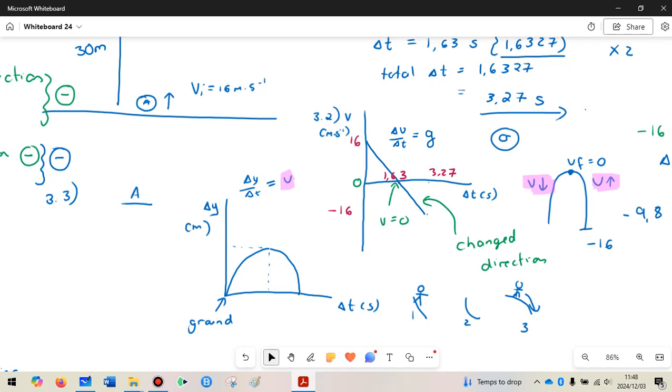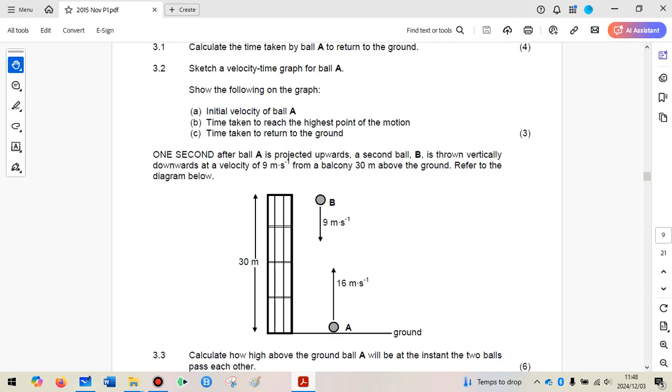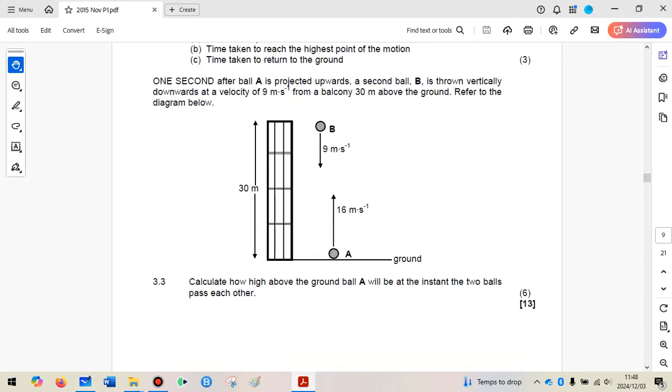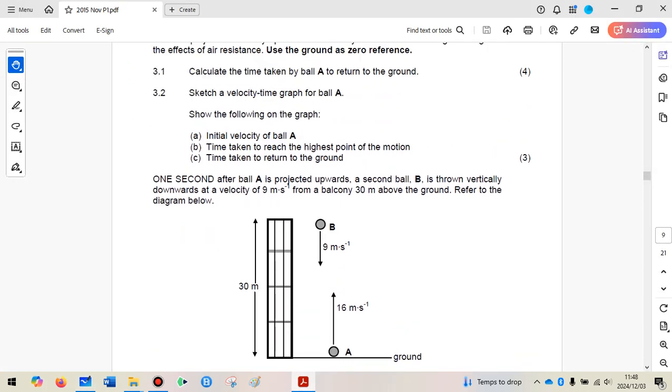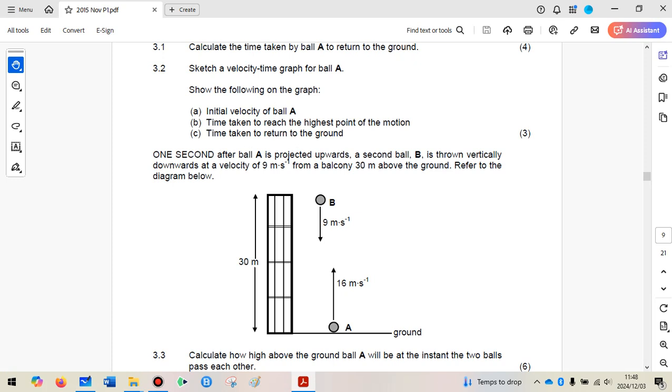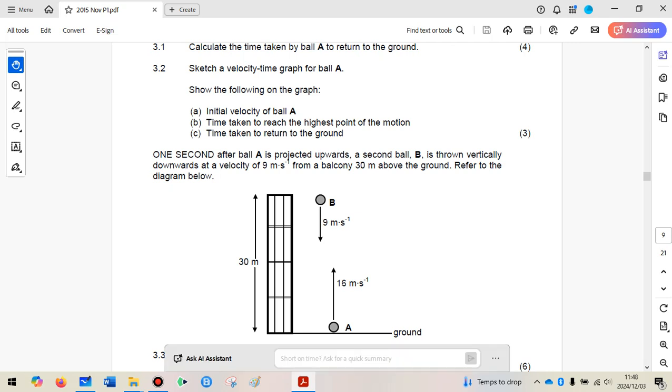Then the last question, which is quite a tricky question. So ball A was thrown up, it goes up into the air, it comes back down again. Now, 1 second after ball A is projected upwards, ball B is thrown, not dropped. Dropped means my initial velocity would be 0. So ball B is thrown vertically downwards at a velocity of 9 meters per second from a balcony which is 30 meters above the ground, when they've given that on the sketch.